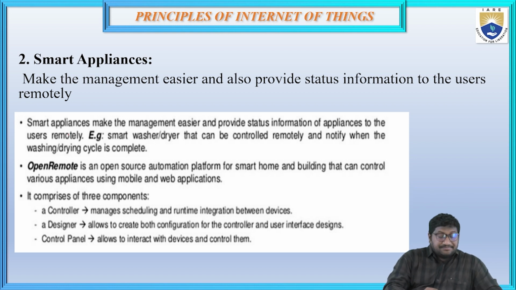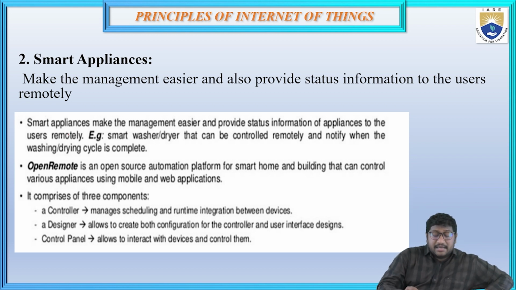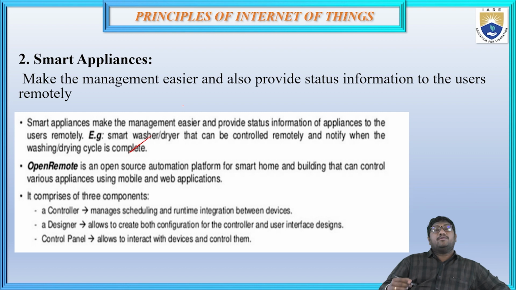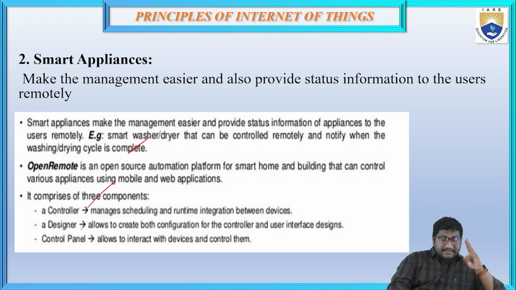And here, smart appliances provide you easier status indications, which can be used remotely. And what is the open remote system here? We are using an automation platform for our smart home and building, which can control the various kinds of applications present in our smart home systems. Here we have three basic components: controller, designer, and control panel. What is the controller, what is the designer, what is the control panel?